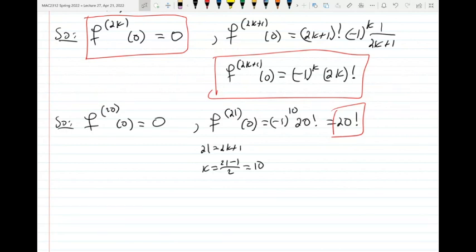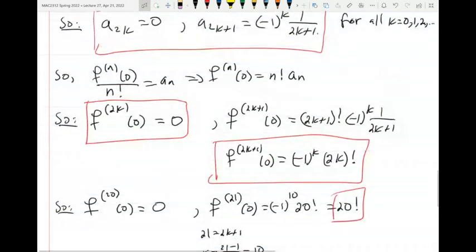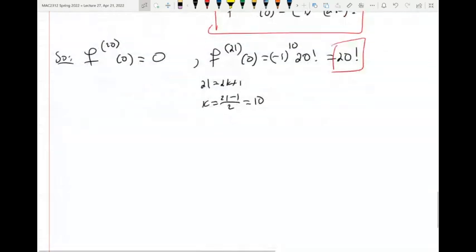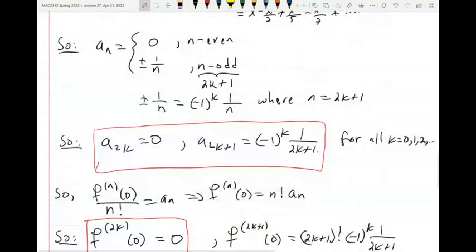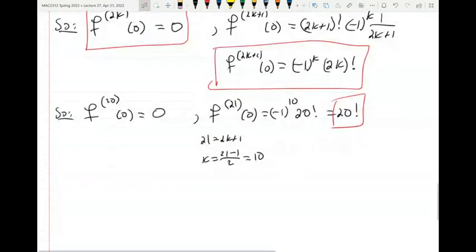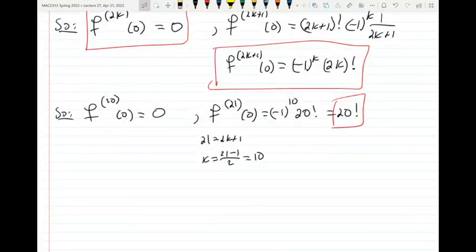So that was an example of an application, if you will, of how to use this knowledge of the coefficients of the power series to compute the derivative of any order, as long as you know the power series. But now we can use this idea to find power series of other functions.